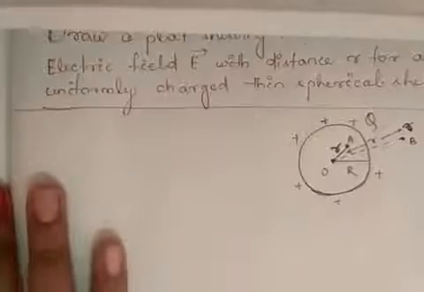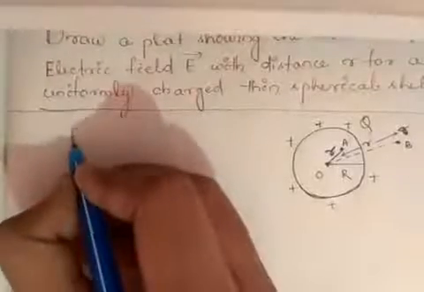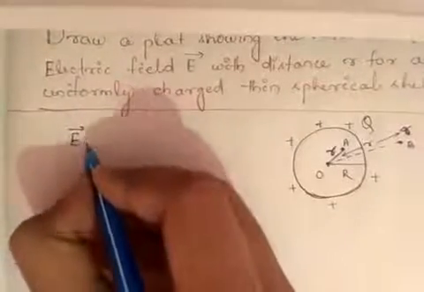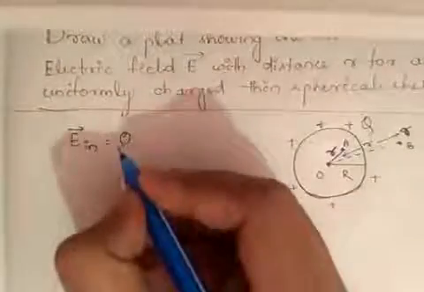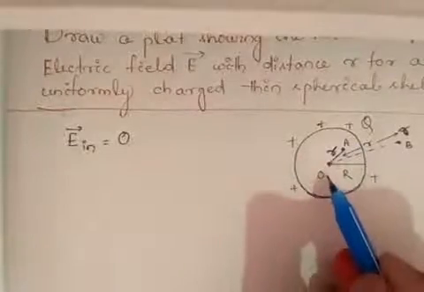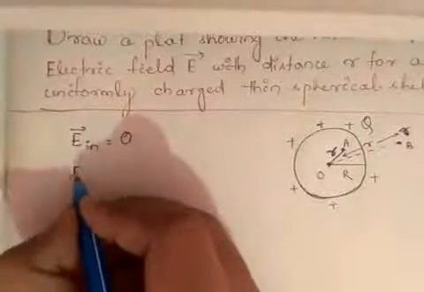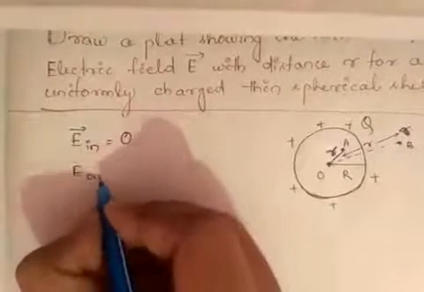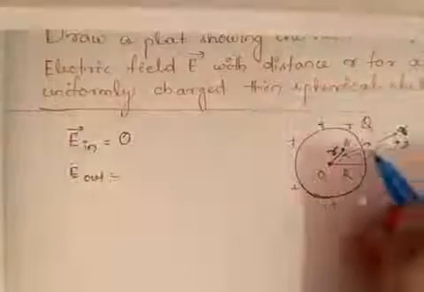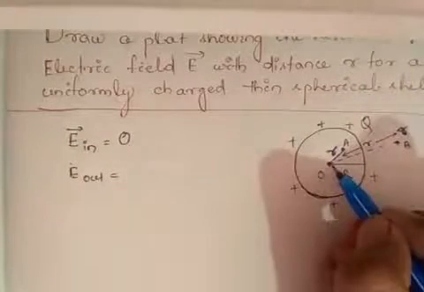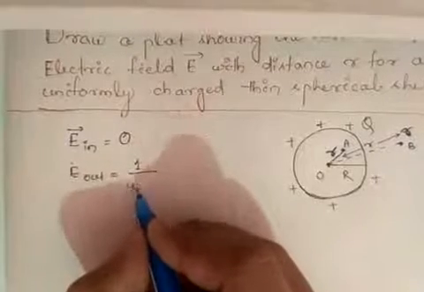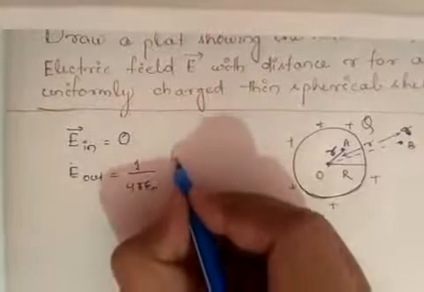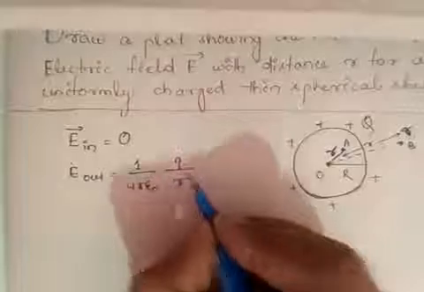So now we all know that the electric field at an inside point for a thin spherical shell is equal to 0 because there is no charge inside a conductor, correct? Similarly, the electric field at an outside point at a distance r from the center of the spherical shell is given by 1 upon 4 pi epsilon 0 times q upon r square.